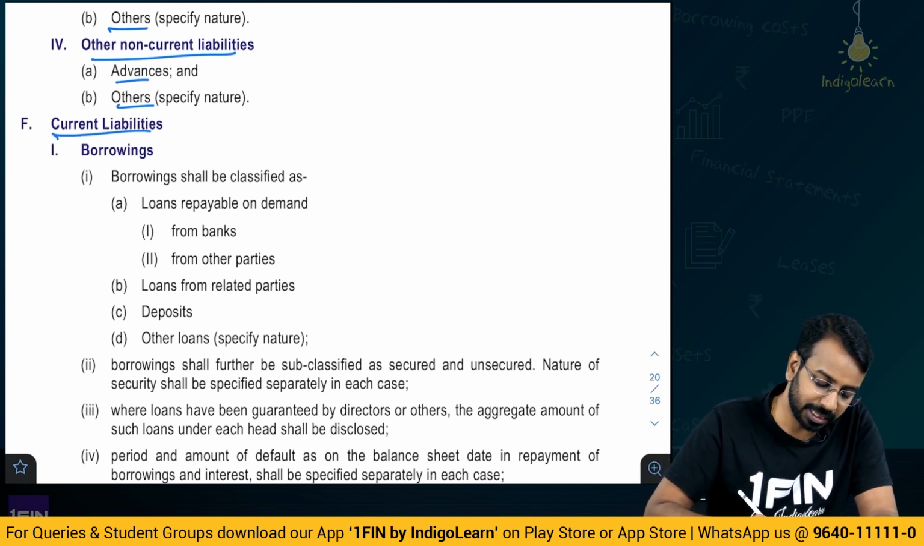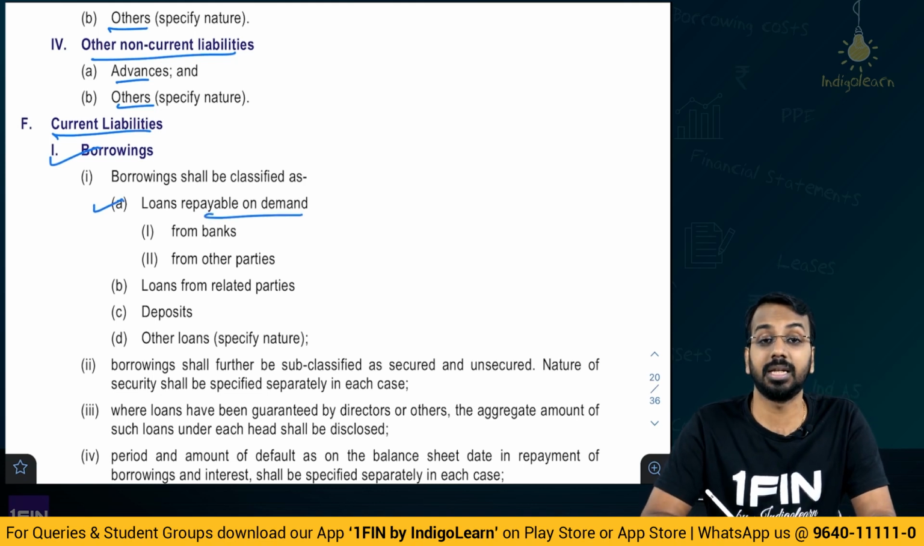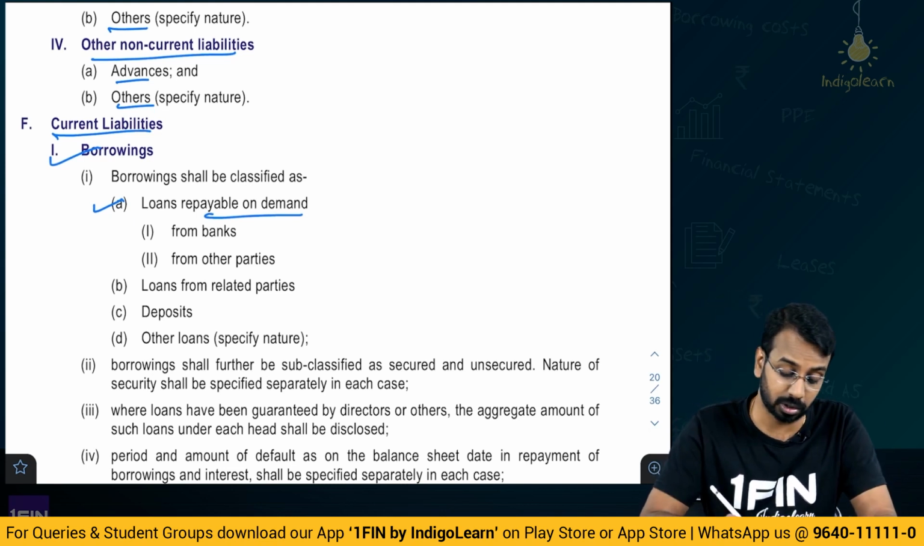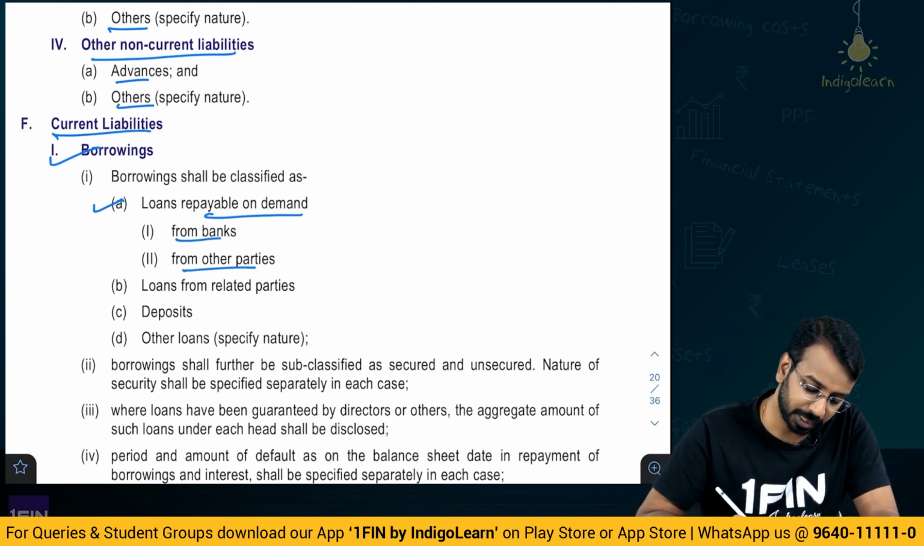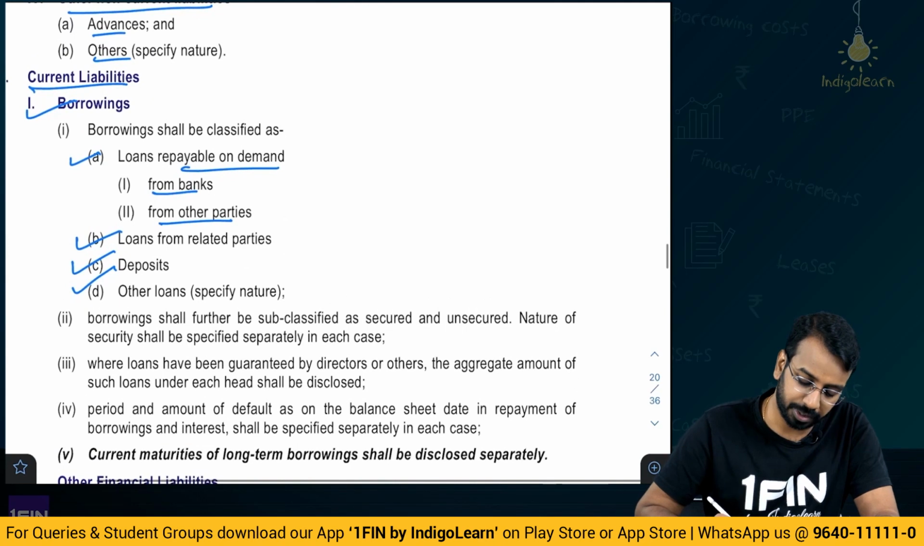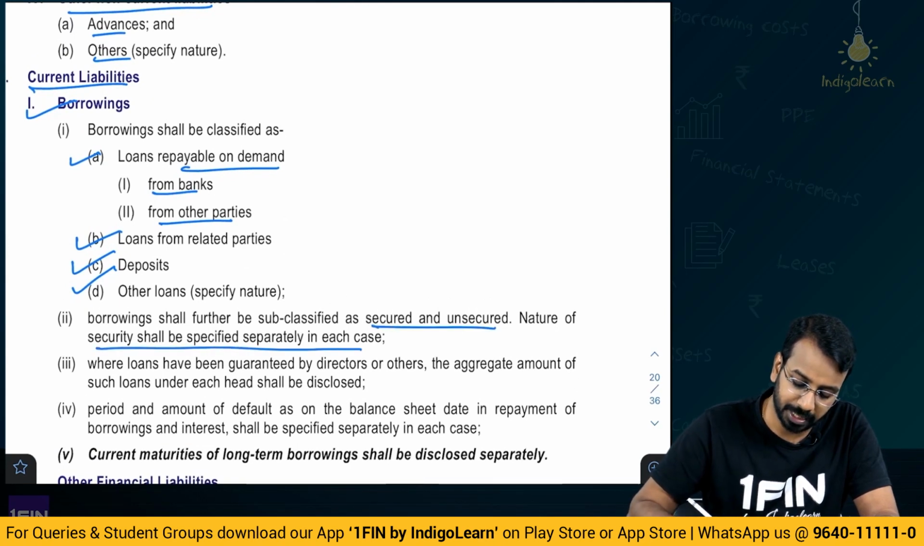Then coming to current liabilities, again borrowings. In borrowings we have loan repayable on demand. So these are basically whenever there is a loan which is repayable on demand. If the other party demands, you have to repay. So these are not term, okay, from bank, from other parties, loan from related parties, deposits, others. Again, borrowing shall be subclassified as secured and unsecured. Nature of security shall be specified. Where there is a guarantee, that you have to disclose.